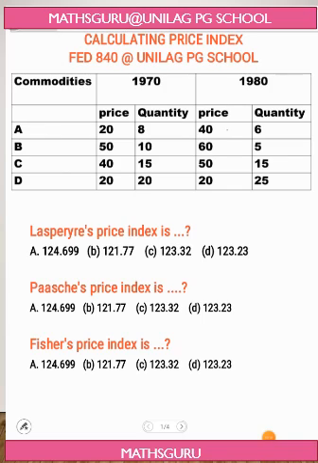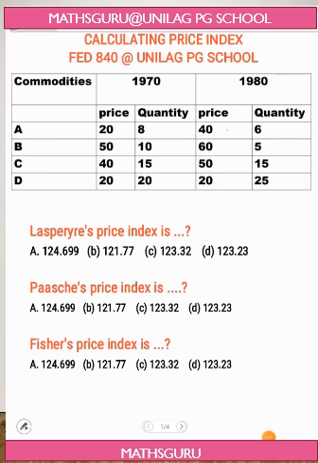Today we are going to calculate a price index. A price index is a statistical measure that tracks changes in the prices of the quantity of commodities over time. We have many price indices. Among these are Laspeyres' price index, Paasche's price index, and Fisher's price index that we are required to calculate here.